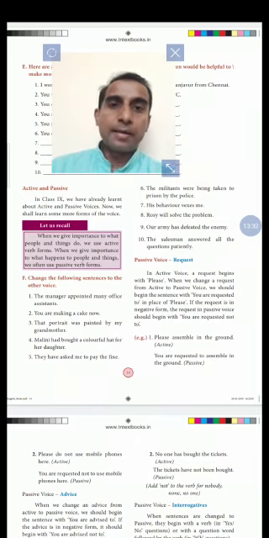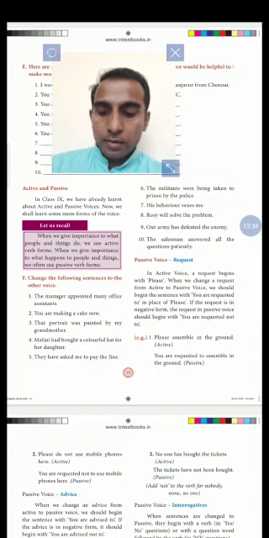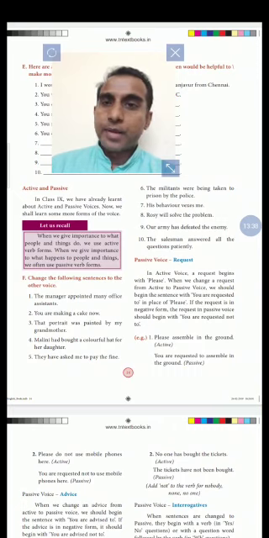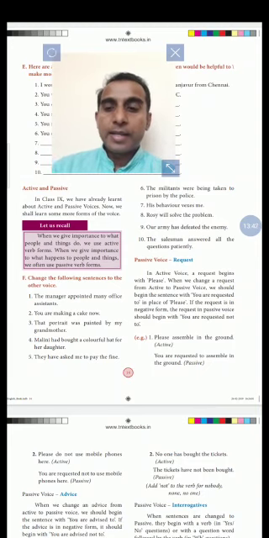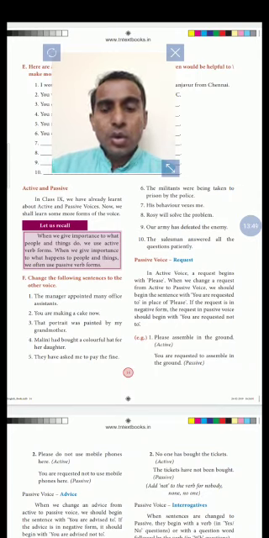Let's see an example for this. Active voice: Please assemble in the ground. How will you change this into passive voice? You are requested to assemble in the ground. If it is in the negative, look at another example. Please do not use mobile phones here. You are requested not to use mobile phones here.